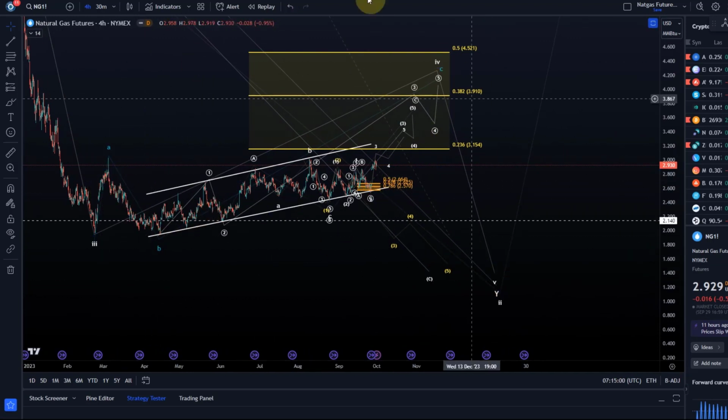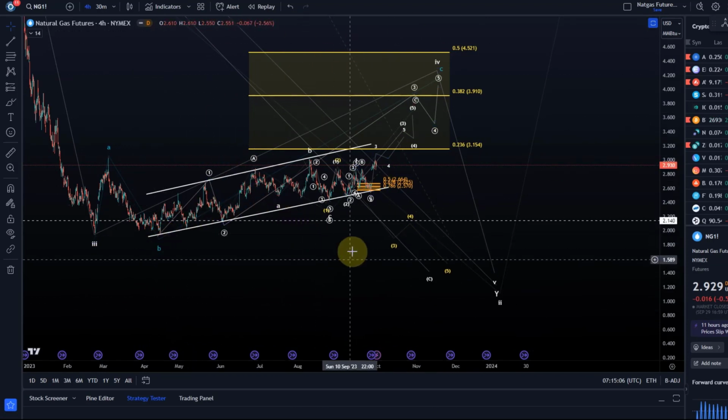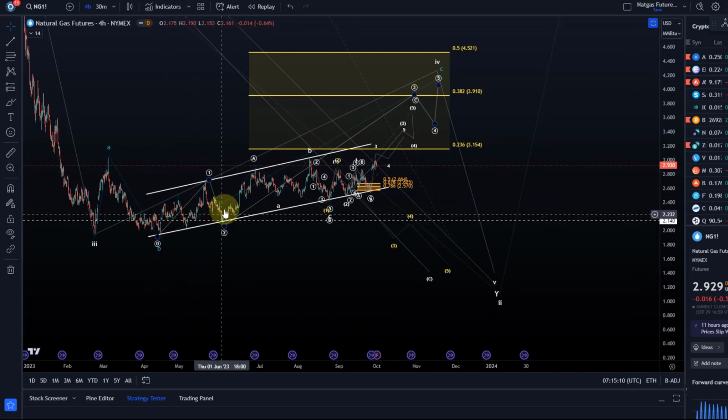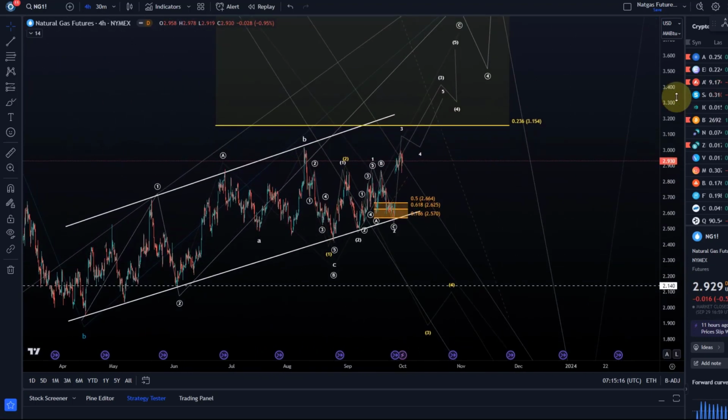If it forms a structure that is not in line with our primary scenario, then I would have to assume the low is already in and then we will adjust. But until then, there is no adjustment needed. And this wave count has guided us well over the last, 6 months? Yeah, probably nearly. So we are following this.